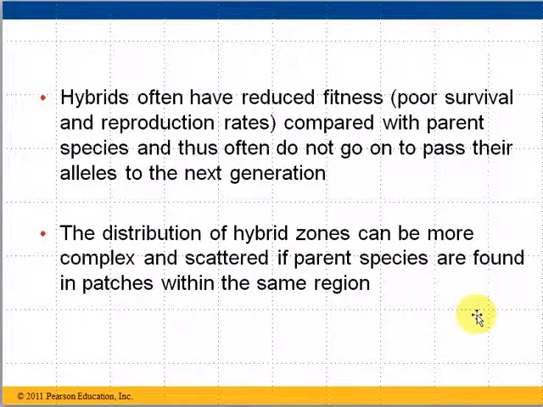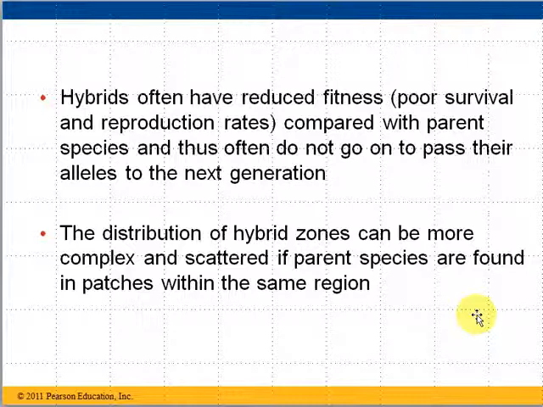While there are many cases of different species being able to successfully breed together, so they wouldn't have any pre-zygotic barriers keeping them from breeding, there may be post-zygotic barriers because hybrids often have reduced fitness. In other words, they're usually not as strong, or they have poor survival and reproduction rates compared to their parent species, and so these hybrids often do not go on to pass on their own alleles to the next generation. Perhaps they are infertile, or perhaps they just don't live long enough to make it into adulthood.